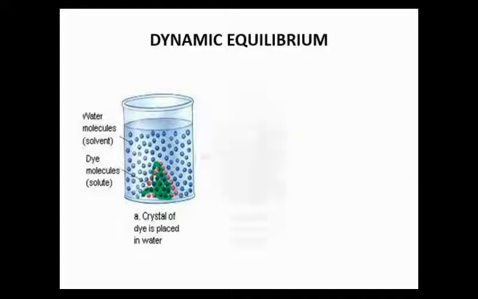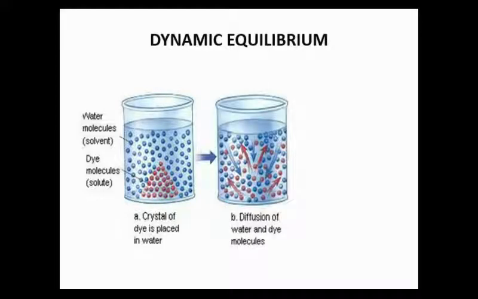When the reaction starts, the dye dissolves in the water and a net movement of dye molecules occurs. We can see the movement of dye molecules here. A net movement of water molecules occurs in the opposite direction. It means the water molecules and the dye molecules are moving in opposite directions and bouncing into each other.